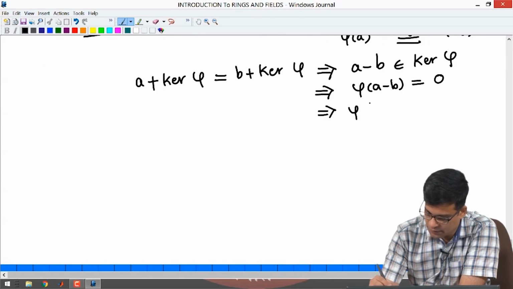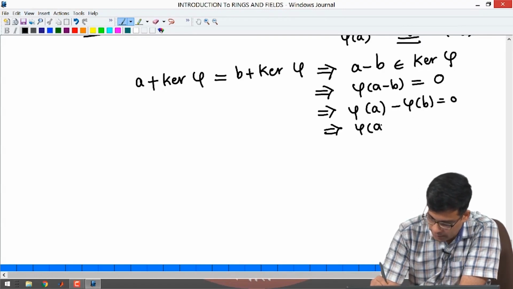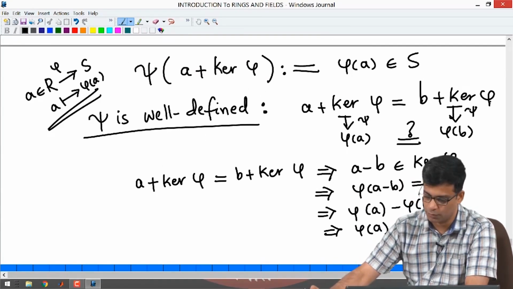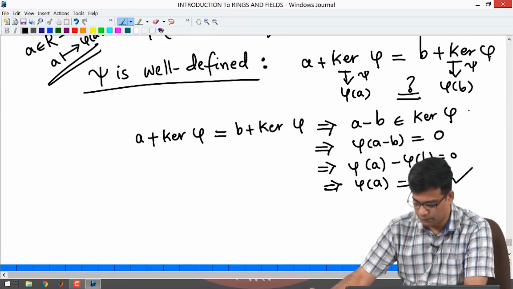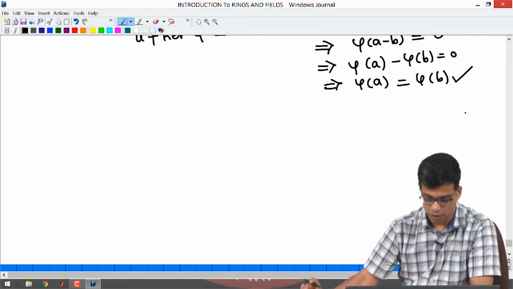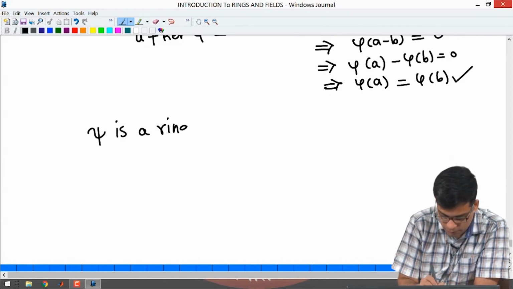That means, because phi is a homomorphism of rings, phi of A minus phi of B is 0. That means phi of A is equal to phi of B, right. So we have verified that if A plus kernel phi is equal to B plus kernel phi, then phi of A is equal to phi of B. So psi is well defined. That is good. Next, we will show that psi is a ring homomorphism.